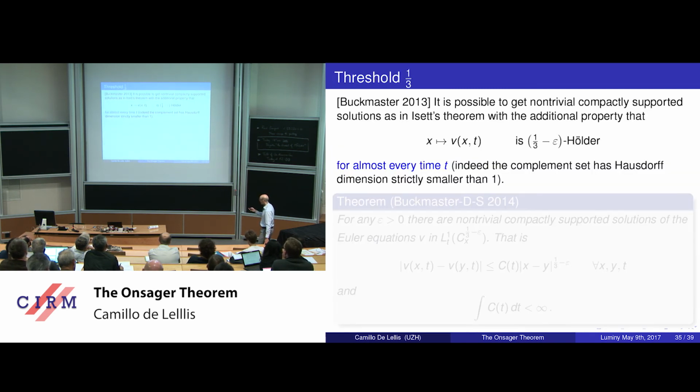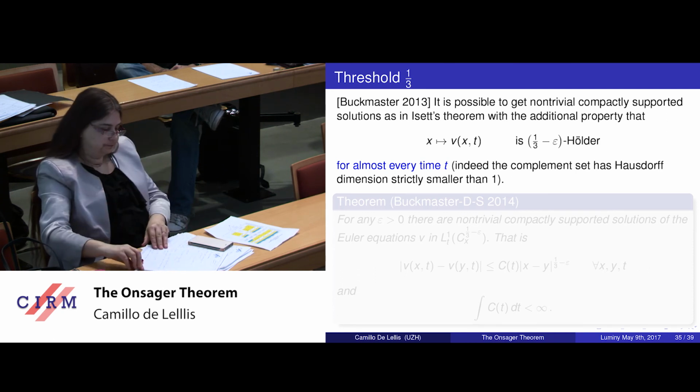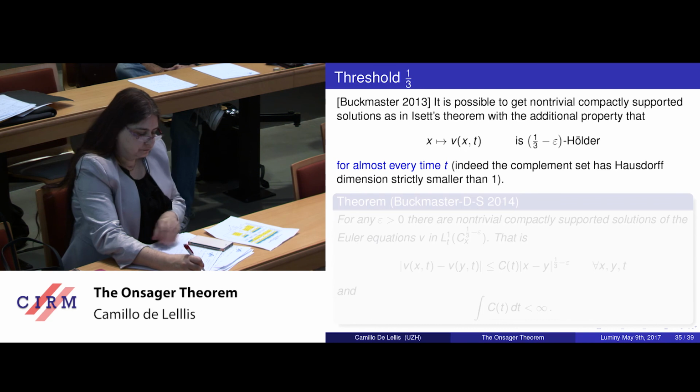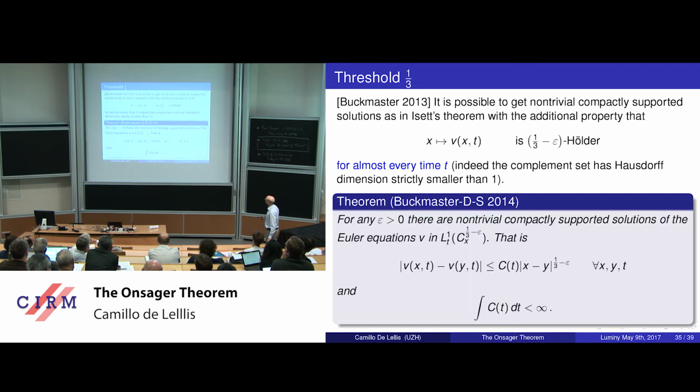But also, Tristan noticed that you can actually get almost to this threshold 1/3. In fact, if you modify this partition of unity in time suitably and you make a lot of work, you could actually prove that your solution is 1/5 Hölder globally, but at most times it's almost 1/3. So this led essentially to the first time that the threshold 1/3 was reached.